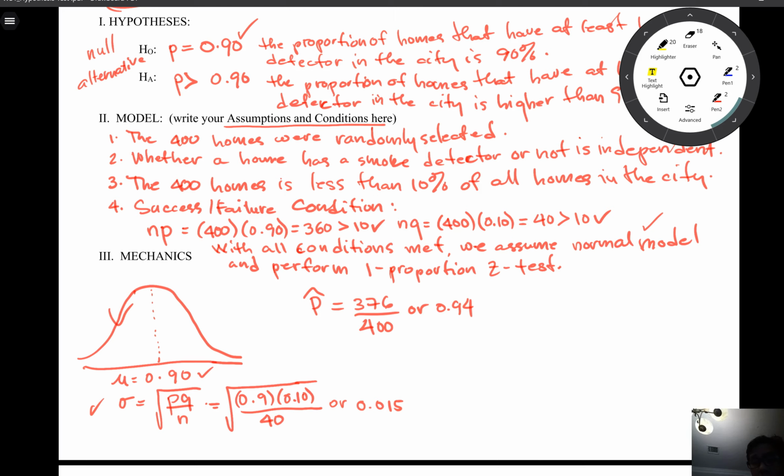Okay, and after that we get our z-scores, so we can compute the z-scores now. And the z-score is going to be, again, data value 0.94 minus the mean. The mean is 0.9, and then divided by the standard deviation, which is 0.015.